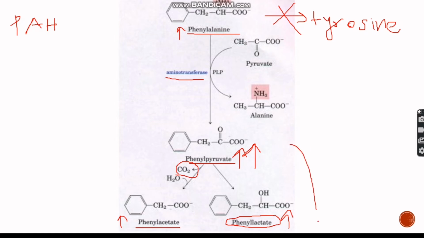So these all are ketone bodies. This minor pathway will get initiated. Therefore, this phenylalanine and the phenylpyruvate will accumulate in our blood and in our tissue, and then the rest will be excreted out in the urine. Hence, this condition is named phenylketonuria.